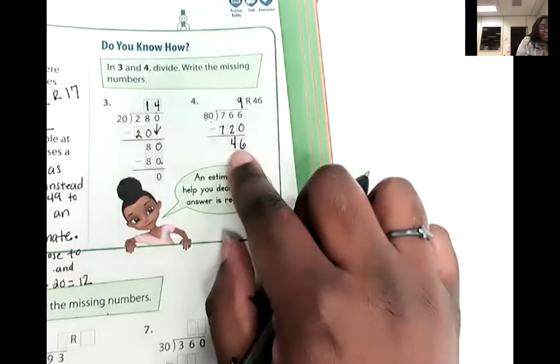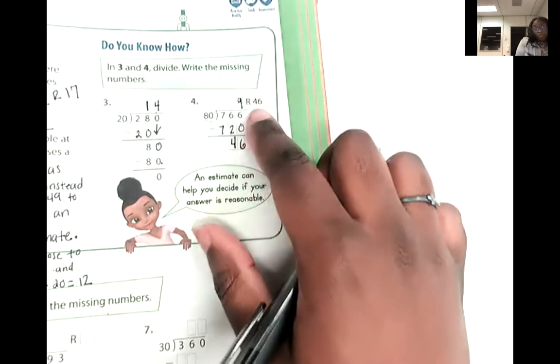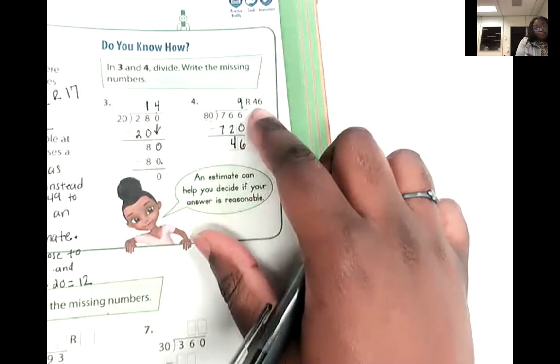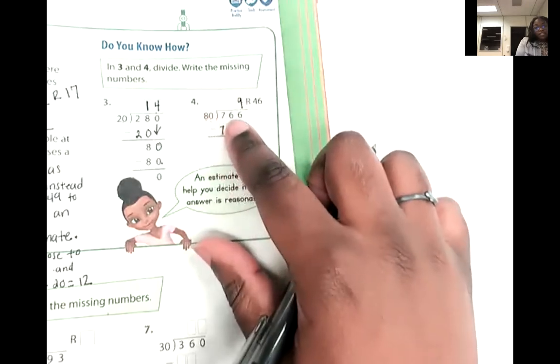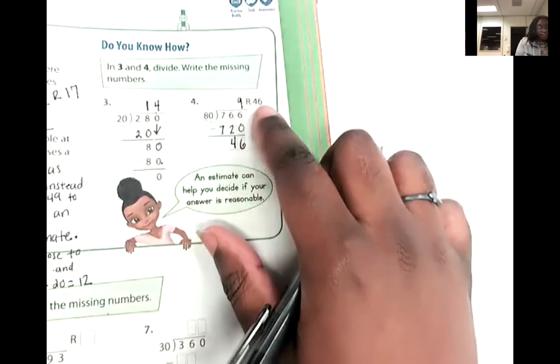80 can't go into 46. So 46 would be our remainder. And guess what? It's right here. So we know our answer is correct. So 766 divided by 80 is 9, remainder 46. All right.